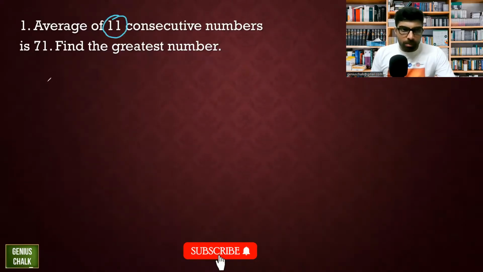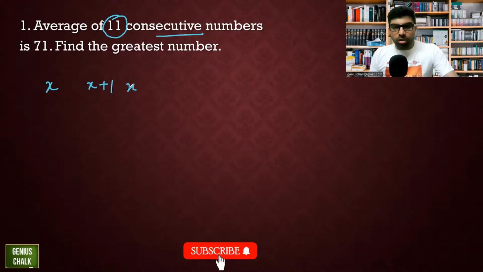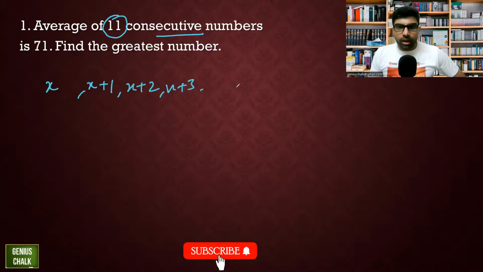If you solve this question by basic method, like first number is x, second number is consecutive number, means all are having a difference of 1. So second number is x plus 1, third number is x plus 2, and so on. Then it will take a lot of time to solve. Although you can solve like first number x, second number x plus 1, then third number x plus 2, x plus 3, x plus 4, x plus 5, and so on. The last would be x plus 10, right? And you have to find the greatest number. So it is asking about x plus 10.